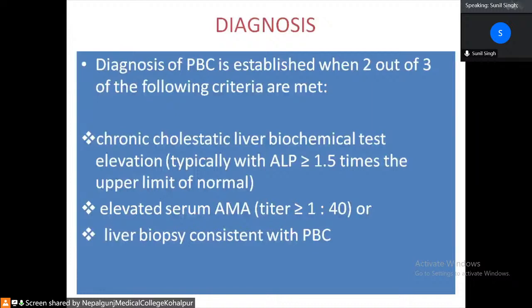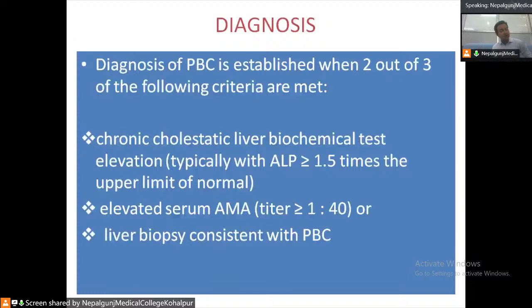Diagnosis. So how do you diagnose PBC? The diagnosis of PBC is basically on the background of clinical symptoms. What are the clinical symptoms? Basically, you know the clinical symptoms: fatigue and pruritus. And on the background of clinical symptoms, there are other things in support of the diagnosis. Among these 3 points, if 2 points are present, then you can make the diagnosis. One is liver biochemistry suggestive of cholestatic hepatitis.